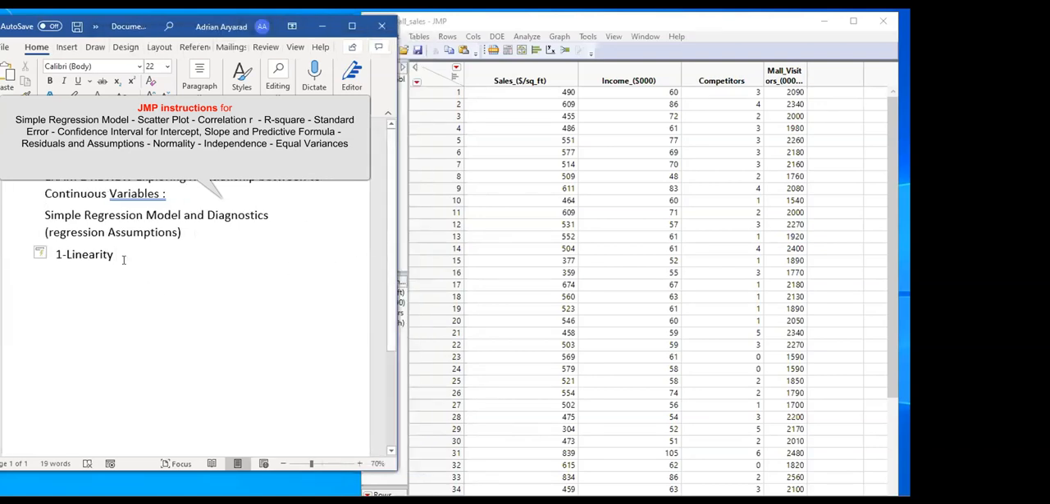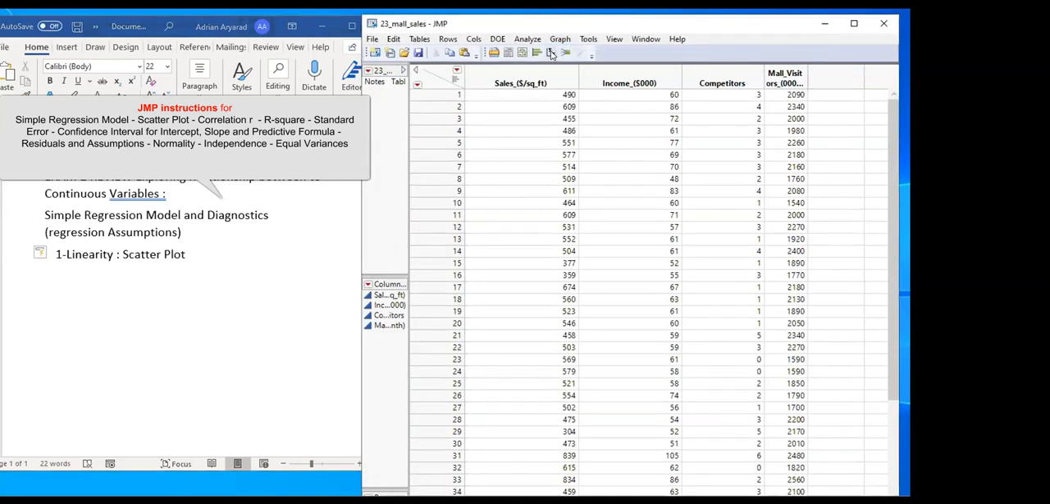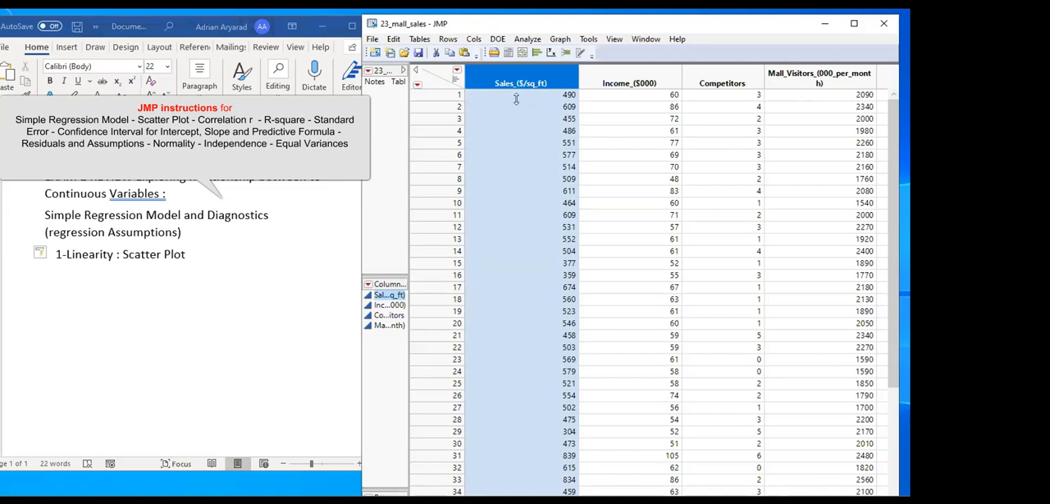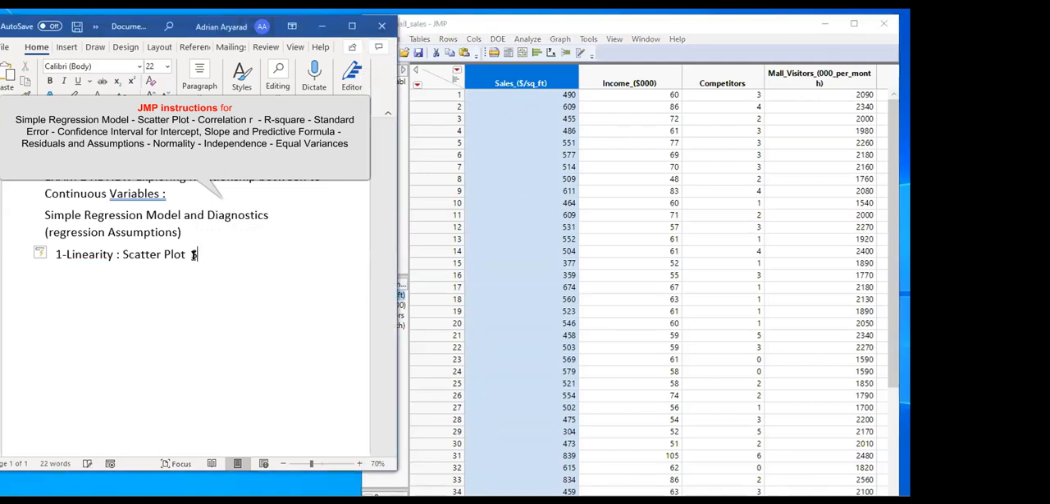So on linearity, what do we use? We use a scatter plot. And to graph a scatter plot, we can use Fit Y by X. Let's say you're a manager and you have this data given to you. As a manager, what's important to you for business is to have higher sales. So we can decide that sales is the response variable.